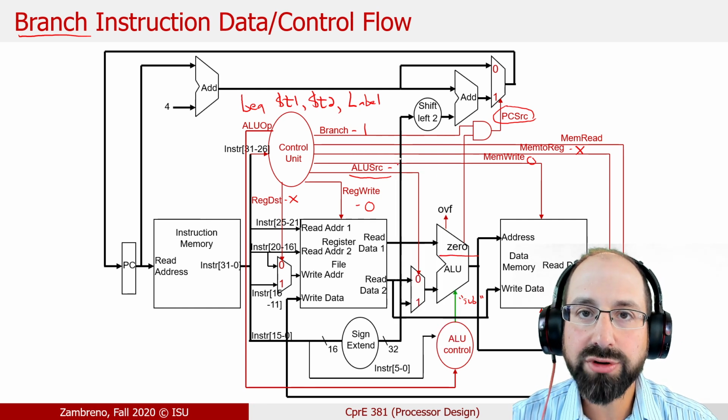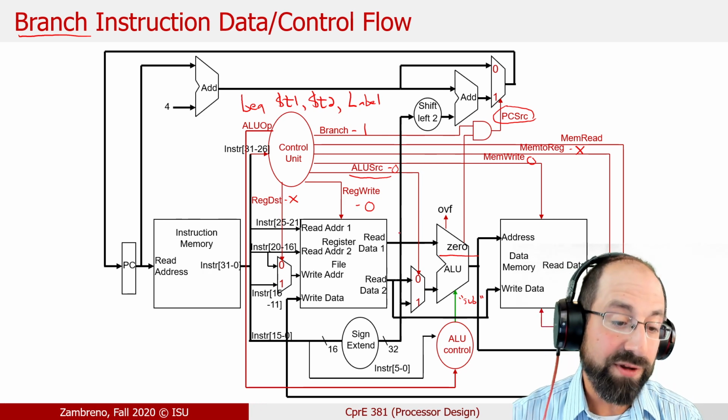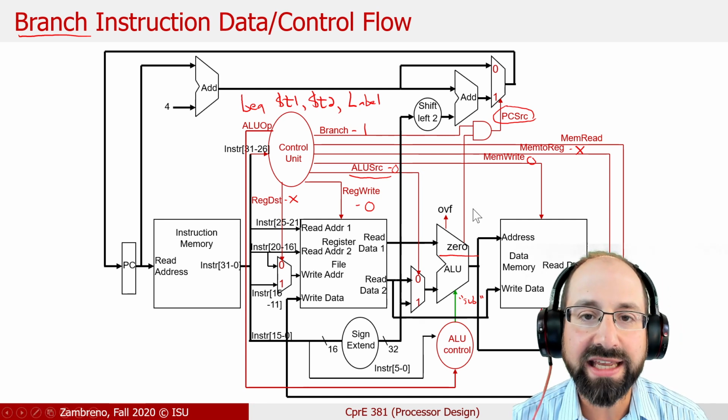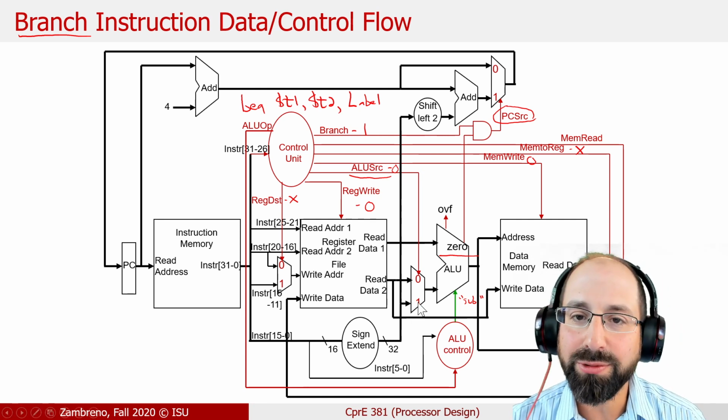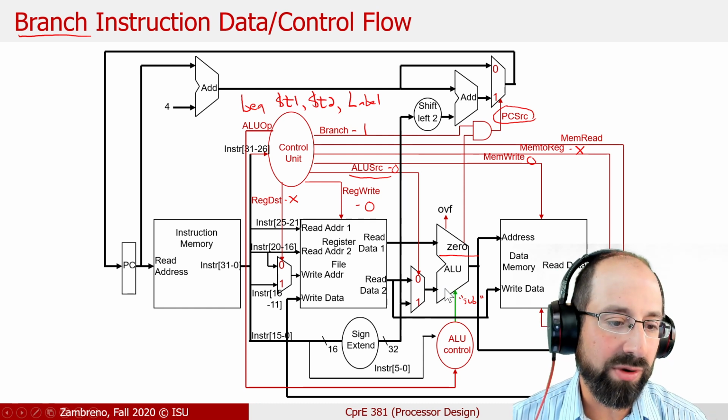I understand why it's a little tricky. Well, it's a little tricky to draw it here, because we do need the immediate field for our branch instruction. We do need it, and the diagram does show us using it. We're not using it for the ALU, though. We're not doing any math in the ALU with our immediate field for the branch instruction.